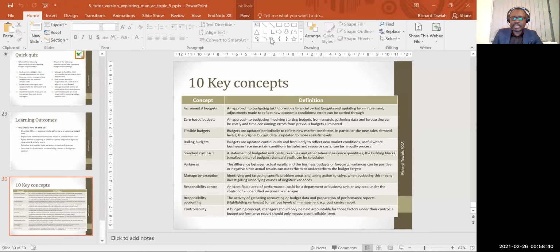So our next thing is to look at our cash budgeting, which will be the last piece for exploring management accounting.